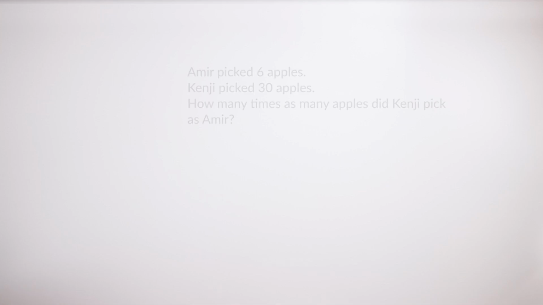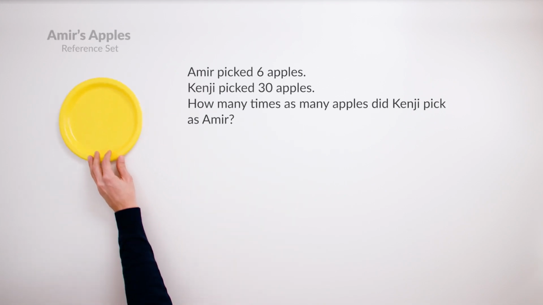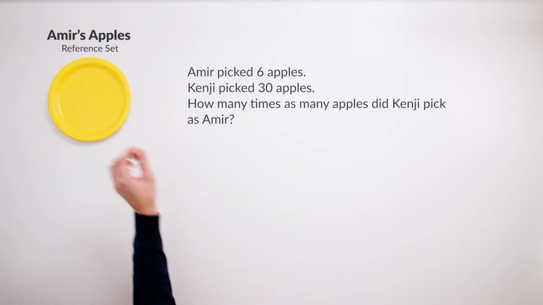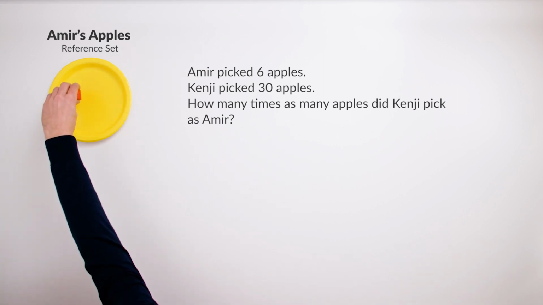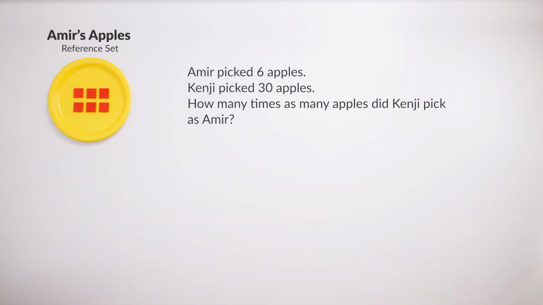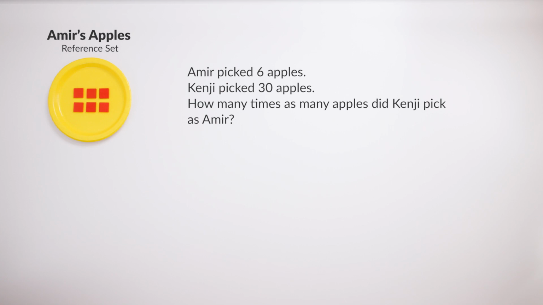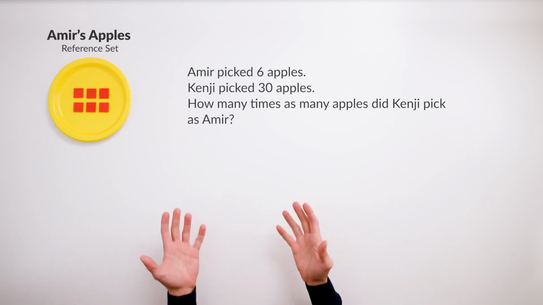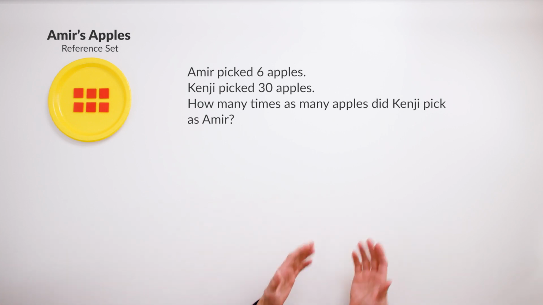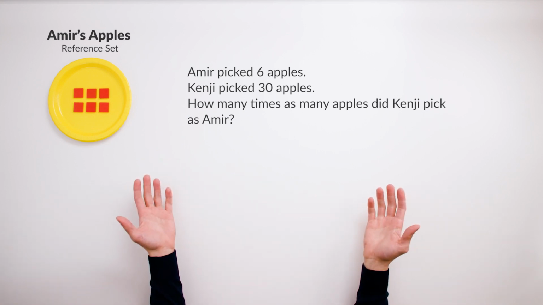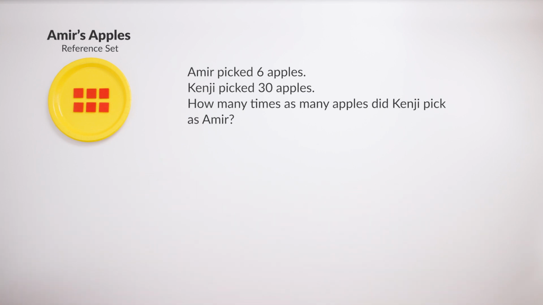In this problem, the reference set is Amir's apples. So we'll put out a yellow plate with 6 tiles on it to represent the apples that Amir picked. Next, we know Kenji picked 30 apples. So here's a pile of 30 tiles to represent Kenji's apples. In the crayon problem, we knew we needed 3 white plates. But in this problem, we don't yet know how many white plates to use. So let's start by putting out 1 plate.